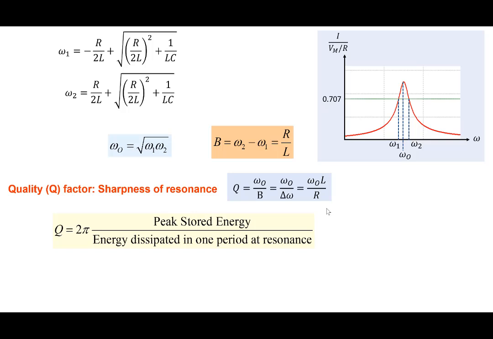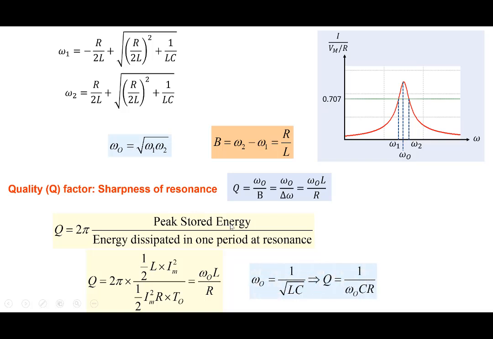Although this is not of direct interest to us, you would see that Q factor is also described in terms of the peak stored energy, either in the capacitor or the inductor, divided by the energy dissipated in one period at resonance. So this is like the reactive power and the power which is dissipated in the resistor, and the ratio of these two is the quality factor. So if you want a high quality factor, you should have a small value of R, so that less energy is dissipated in the resistor, and a high value of L, so that you obtain a large energy stored in the inductor.